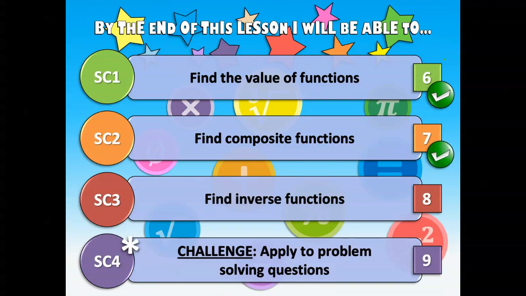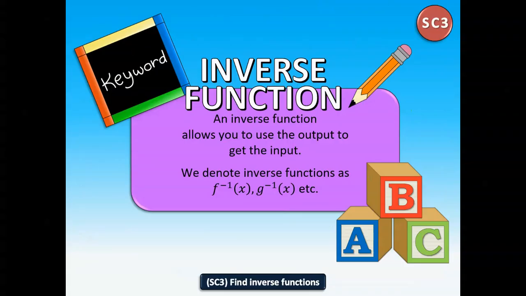And now we've completed success criteria 2. So now we're going to move on to number 3, and this is to find inverse functions. An inverse function allows you to use the output to get the input. We denote inverse functions as f minus 1 of x and g minus 1 of x.